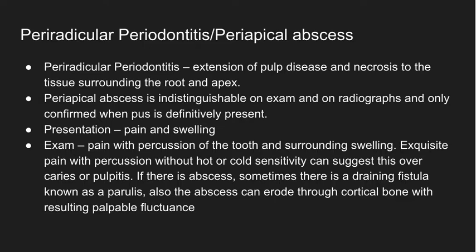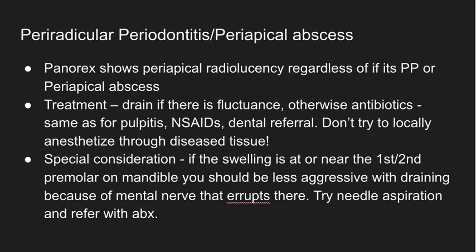So not all of these are an abscess we can get to. Usually a periapical abscess is something that's locked between the tooth and the alveolar bone, not something we can get to. Panorex will show a periapical radiolucency, and that's, again, not going to be something that distinguishes whether it's either of these conditions. Both of them will show that.